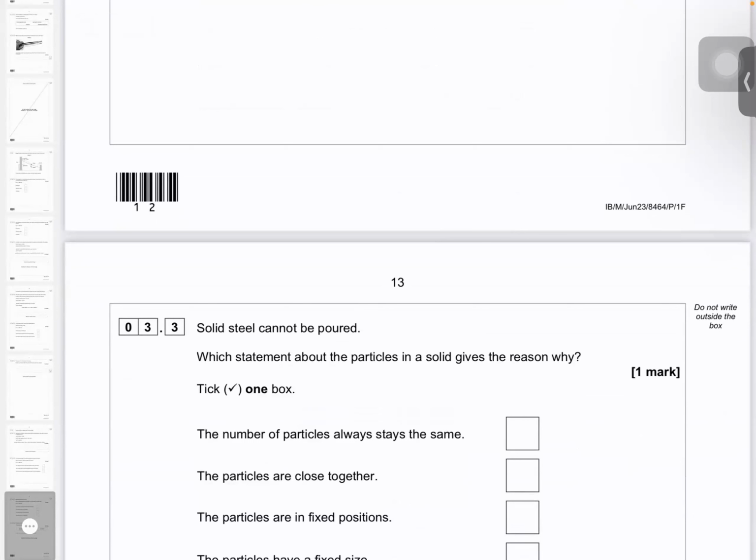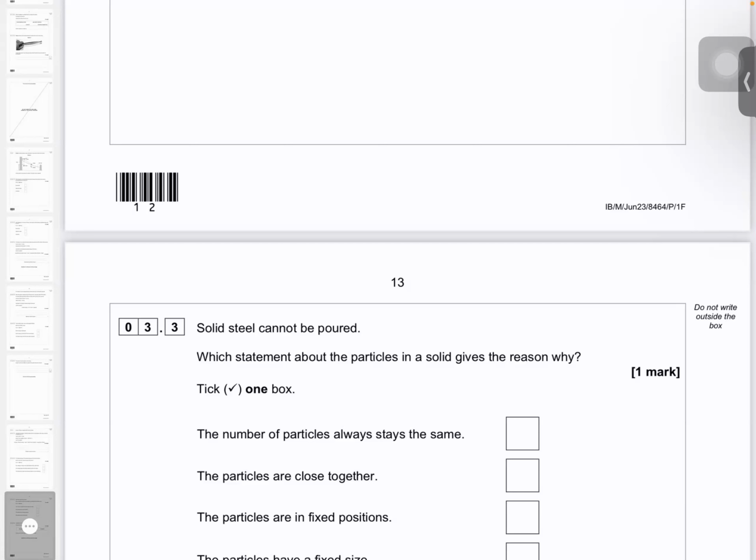Okay, what does this one say? Solid steel cannot be poured. Yes, definitely. It can't be poured because it's still in solid state. So it's only something that's in its liquid or molten form, in terms of a metal, that can be poured. I mean, that should make sense. Okay, but what does it say next? It says which statement about the particles in a solid gives the reason why.